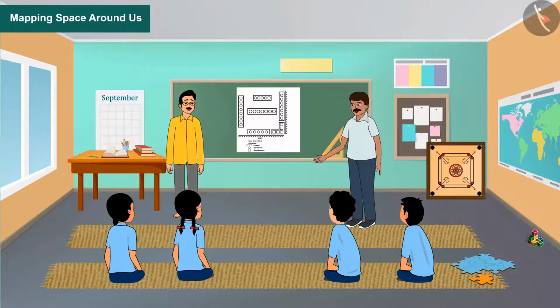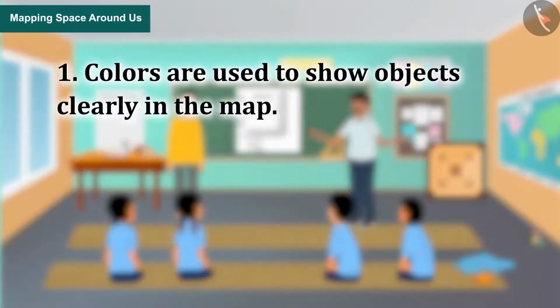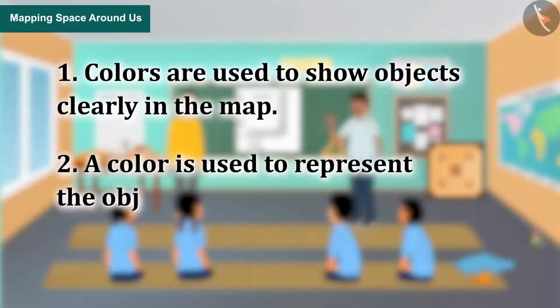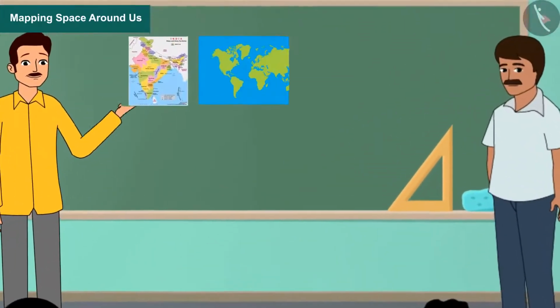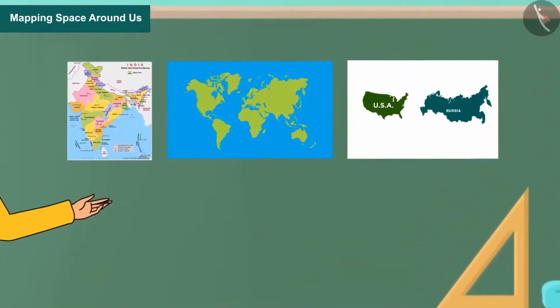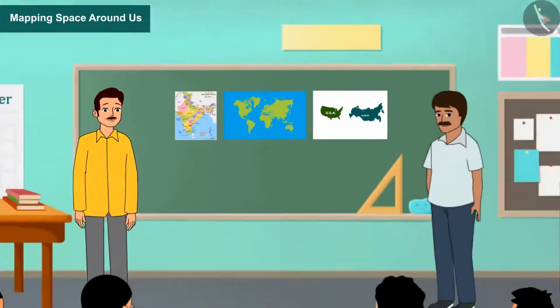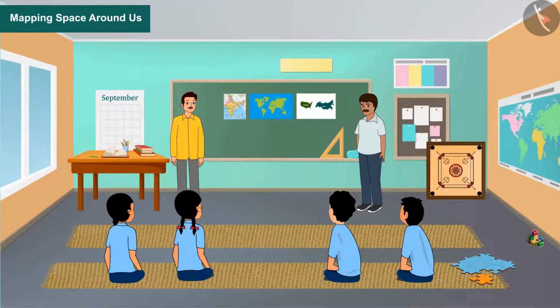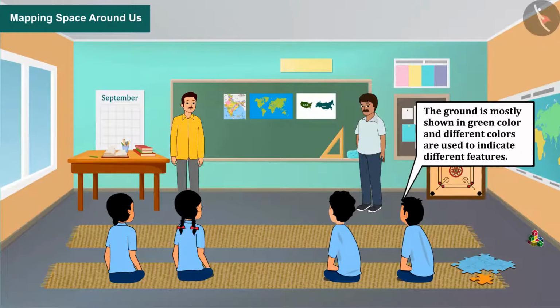Let me tell you some more things related to the map. Colors are used to show objects clearly in the map. A color is used to represent the objects of a group. We have all seen maps of India, the world and other countries. With what color can we depict the sea, river, pond, etc.? Water is shown in blue color. The ground is mostly shown in green color and different colors are used to indicate different features.